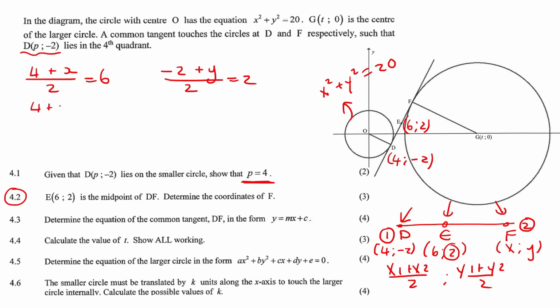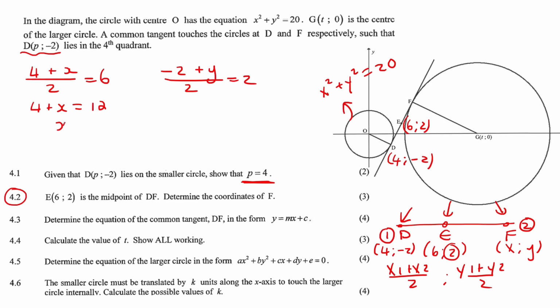Take the 2 over to the other side, so that'll become 12, because 6 times 2 is 12. And then if you take the 4 over, you would end up with 8. And then here you can multiply this 2 up. So you end up with minus 2 plus y equals 4, and then y would be 6. So the coordinates of F then would be 8 and 6.